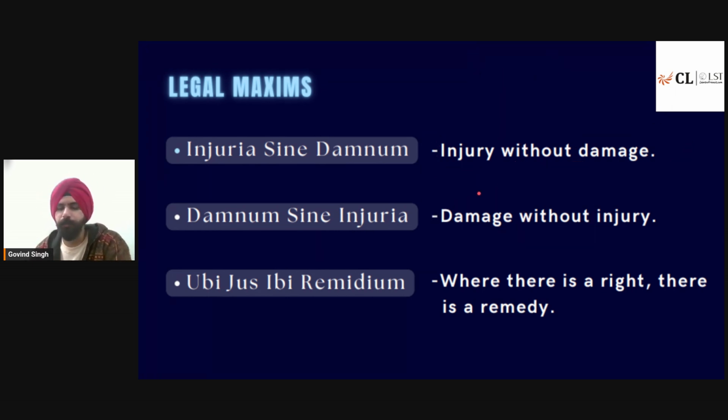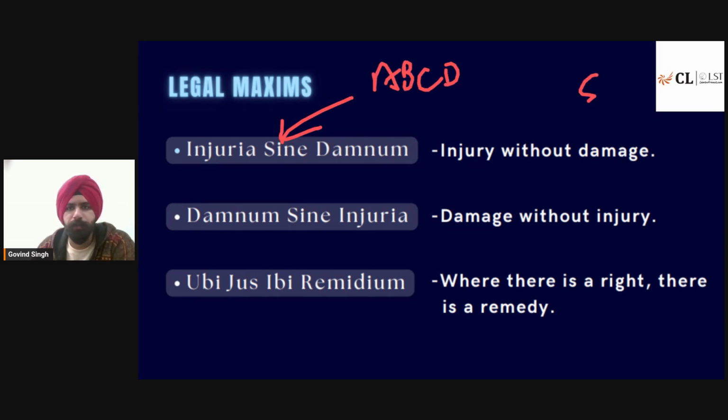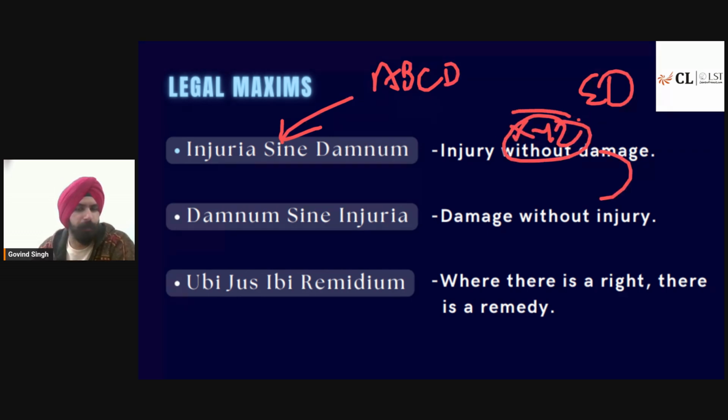दोनों के मैं आपको एग्जाम्पल देता हूँ. इंजूरिया साइन डैमनम का बहुत अच्छा एग्जांपल ये है कि आप अभी जैसे दिल्ली में इलेक्शंस हुए ना 5 फरवरी को, आप वोट डालने गए, आपने बोला मुझे ABCD पार्टी को वोट डालना है. अब जो इलेक्शन ऑफिसर था वो XYZ पार्टी को फेवर करता था, एंड उसने आपको रोक दिया कि नहीं भाई साहब, आप ABCD पार्टी को वोट नहीं डालेंगे, आप घर जाओ.